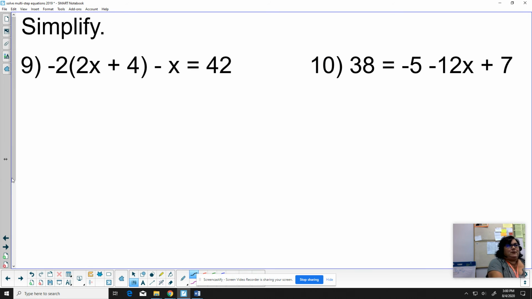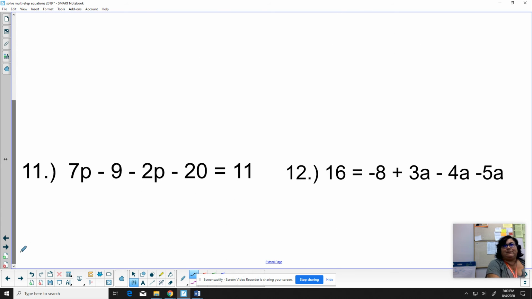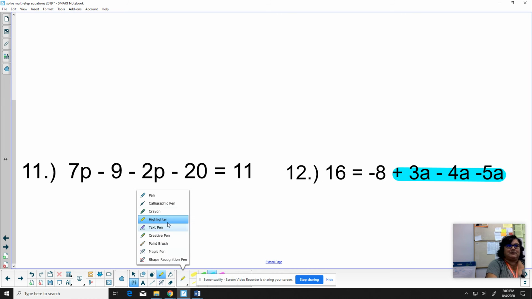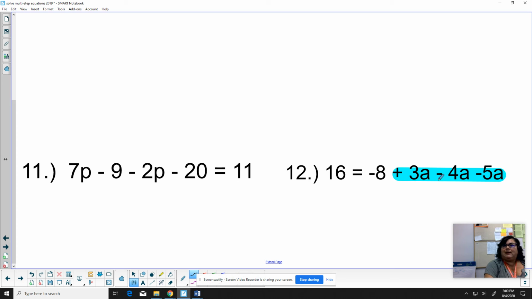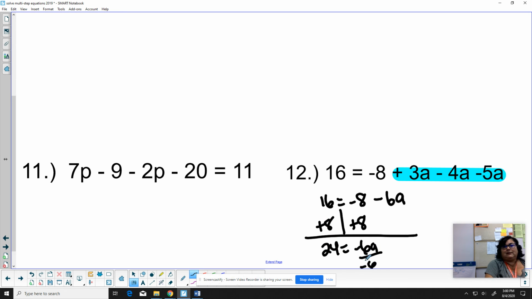All right, so there's some more of these. There's a lot more. Let's look at this one. This one's interesting and different. Notice that all 3 of these are A's. So I'm going to combine all of these, get them to just be 2 terms over here, and then add 8 to both sides. So let's give it a try. So 3a minus 4a minus 5a, see that would be -6a. So 16 equals -8 minus 6a. So now I'm going to add 8 to both sides and divide by -6.